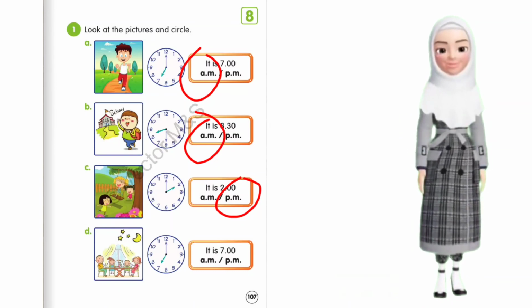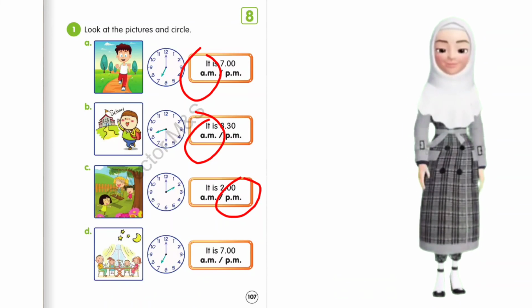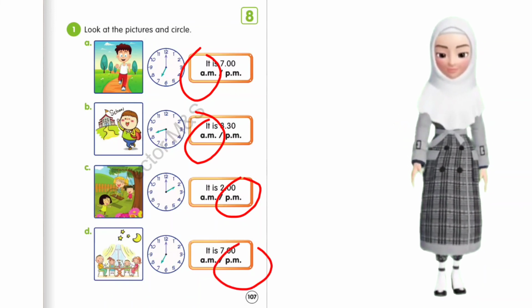Number D. It is 7 o'clock. There is a family having dinner. We usually have dinner in the evening. It must be PM.